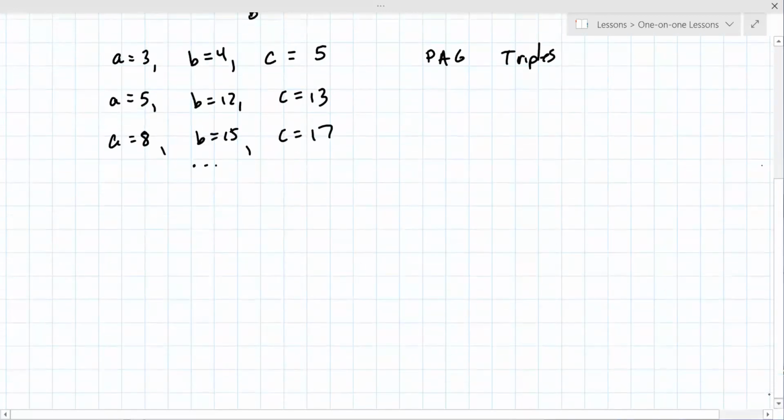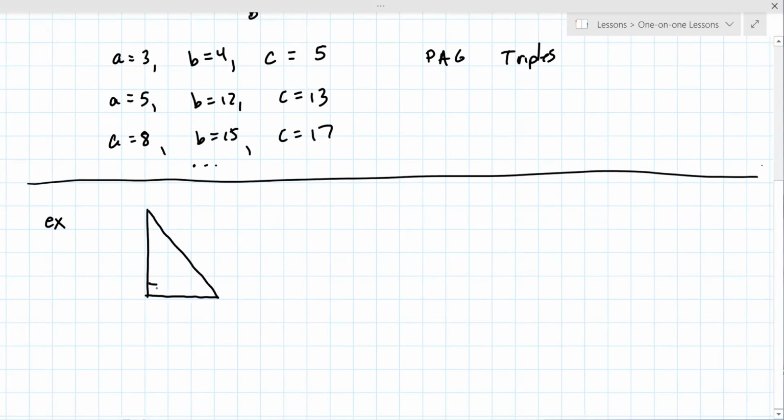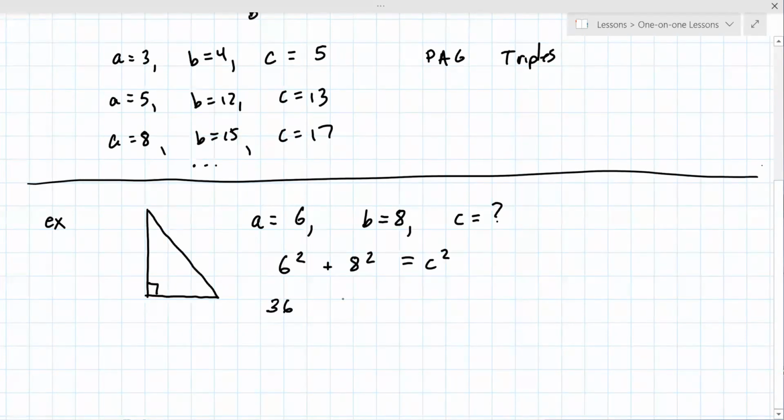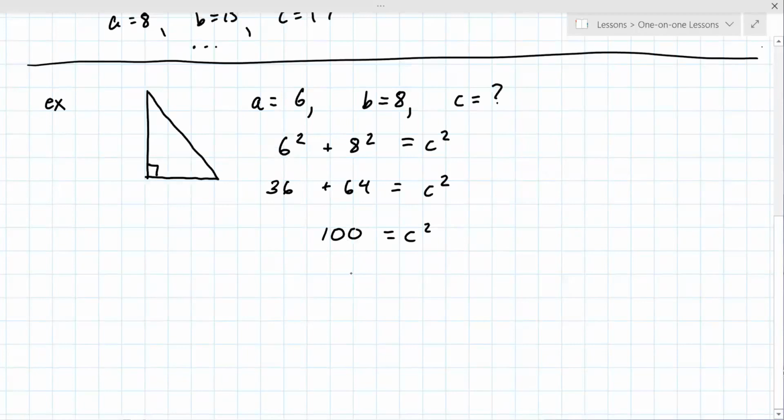Now, first example: I give you a triangle and I tell you that A is 6, B is 8. You have to find the value of C. To do that, you take 6 and square it, plus 8 and square it, equals C squared. 6 squared is 36. 8 squared is 64. C squared equals 100. Now, I know that you probably know that the square root of 100 is 10. So C is equal to 10.